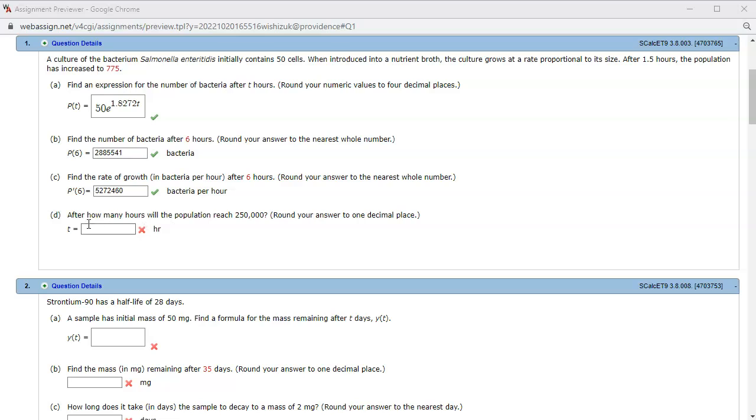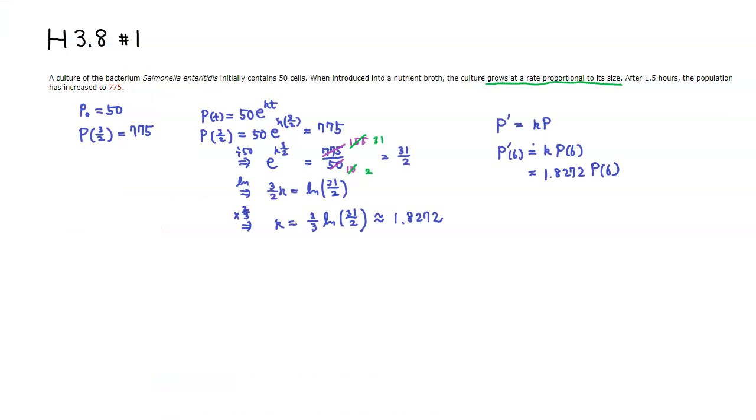Alright, let's move on to part D. After how many hours will the population reach 250,000? So we have the population function already: P of t is 50 e to the 1.8272t, and we want this to be 250,000. Then we just have to solve for t.